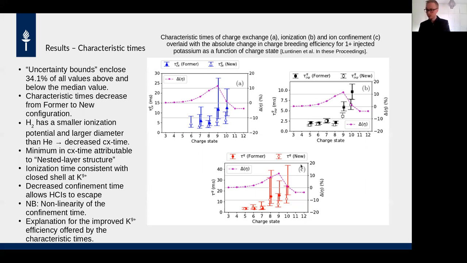The ion confinement time, subfigure C, has decreased for the high charge states, which allows the ions, once produced, to quickly escape and become available for beam formation. It's noteworthy that in particular in the former configuration, the ion confinement time is non-linear. A linear fit to the data would yield negative confinement times for the low charge states. A power law fits the data much better, which is an important find as the assumption of a linear dependence is often made. Note also that the confinement time is found to be on the order of 10 milliseconds for the high charge states, roughly an order of magnitude higher than what is conventionally reported.